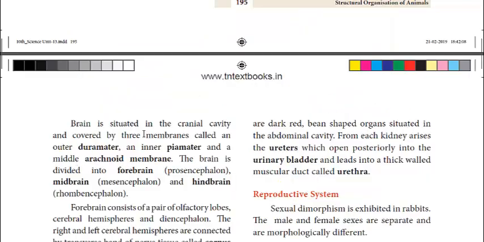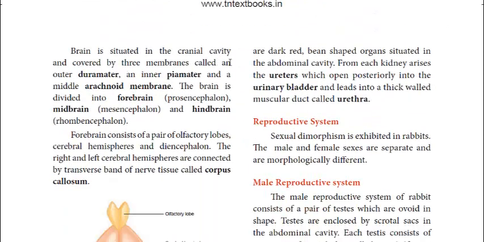Brain is situated in the cranial cavity, cranial meaning the skull. The cavity inside the skull is called the cranial cavity, and the brain is covered by three membranes: outer dura mater, inner pia mater, and middle arachnoid membrane. You already know this, isn't it? We have already studied this in our nervous system, right?